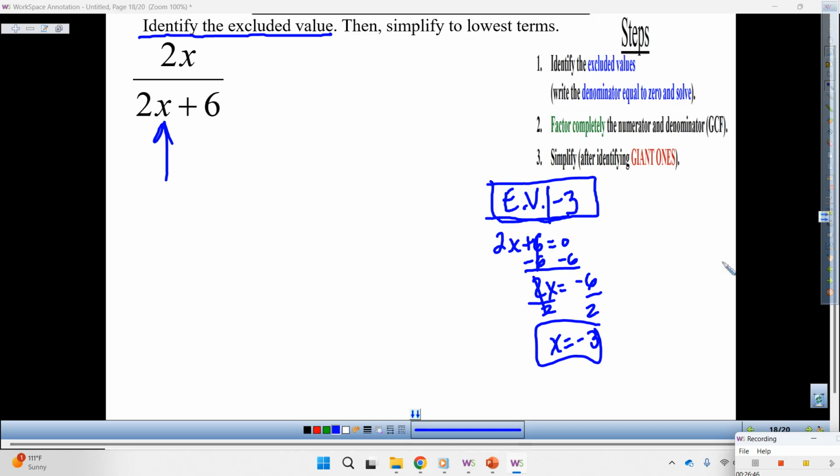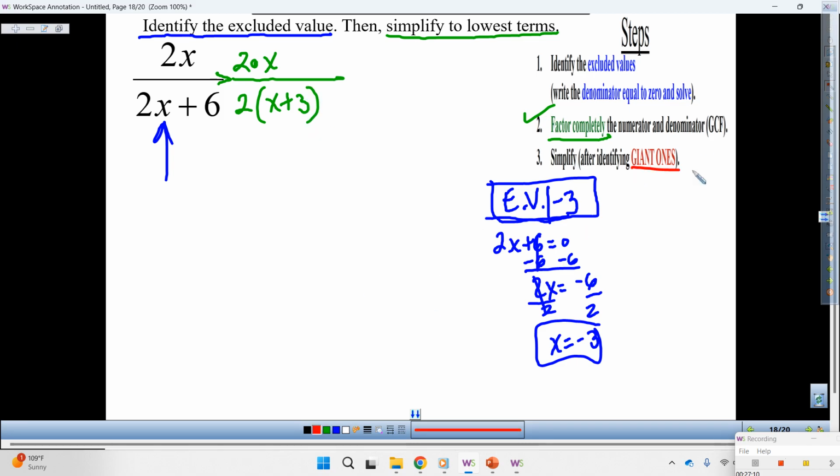Writing utensils down, look up to the screen. Second part, they want us to simplify to lowest terms. Have we been doing that? Yes, Mr. Q. All right, so I'm going to go to step 2, which means factor completely. Look up. This one is already factored, so I'm just going to write it as 2 times x. Can I factor this one? Yes. What's GCF, everyone? 2, and we're left with x plus 3. We're done with step 2.